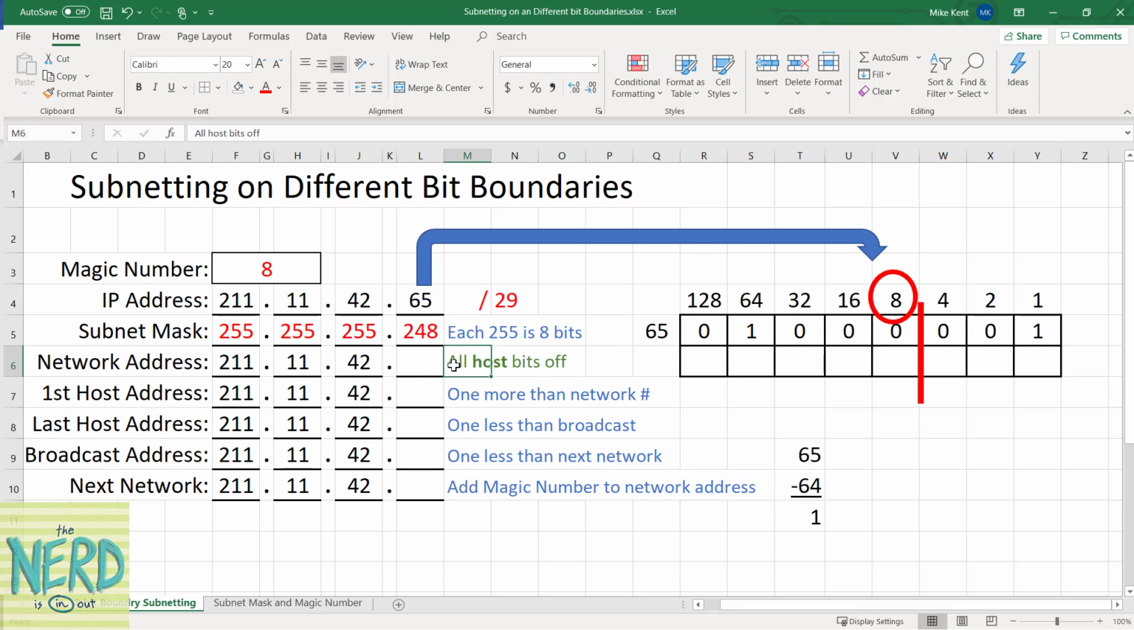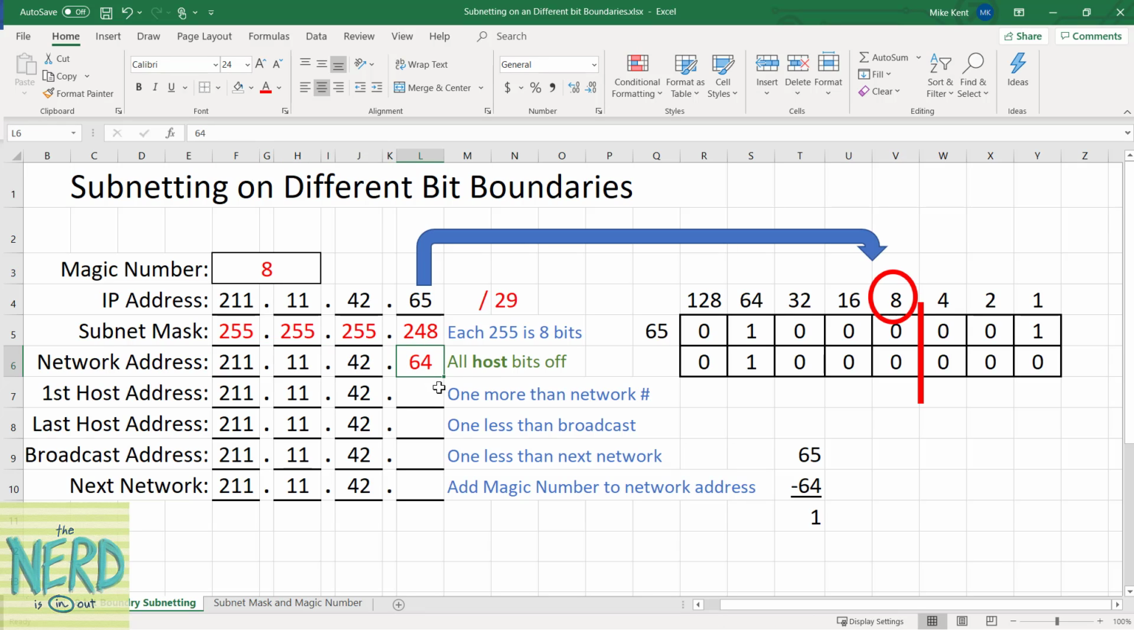So how do I get the network number? I just have to turn the host bits off. In fact, I could have stopped turning this into binary as soon as I hit that dividing line, because I know these are all going to be turned off to get the network number. But anyway, let's just go through with it. So my network number is going to be 0. The 64-bit is on. Everything else is off. So I am on network 64. This computer is on network 211, 11, 42, 64.